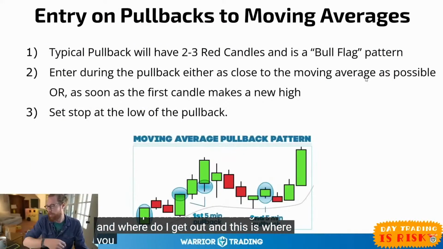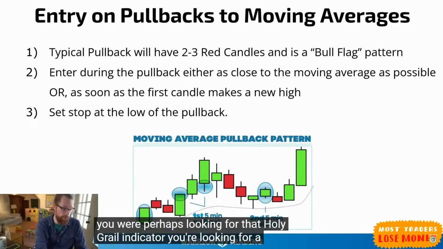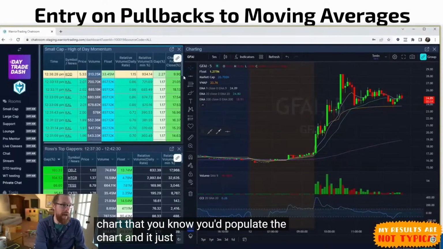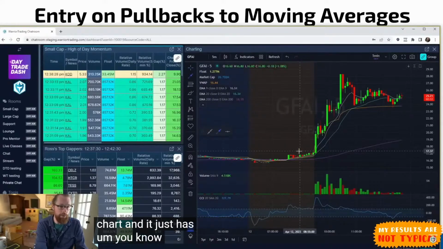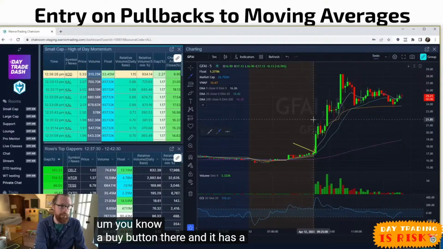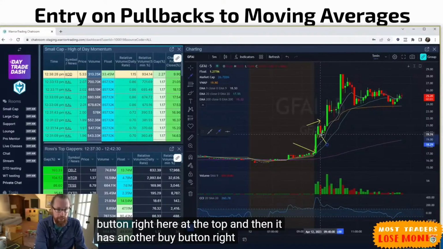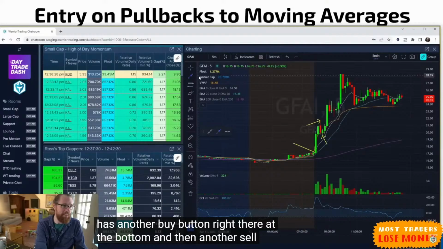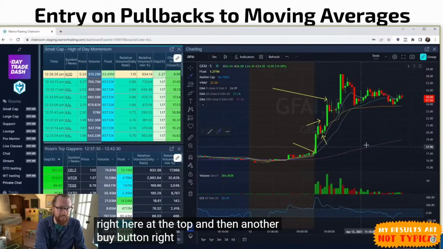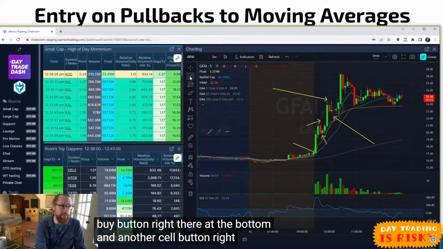And this is where you were perhaps looking for that holy grail indicator. You're looking for a chart that, when you populate it, just has a buy button there, and it has a sell button right here at the top. And then another buy button right there at the bottom, and another sell button at the top, and another buy button at the bottom, and another sell button at the top.